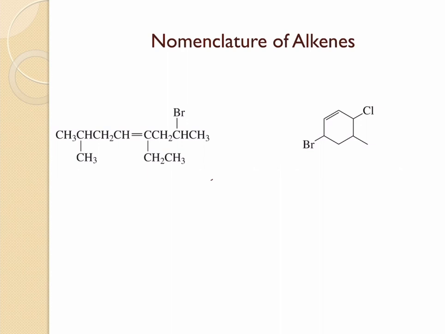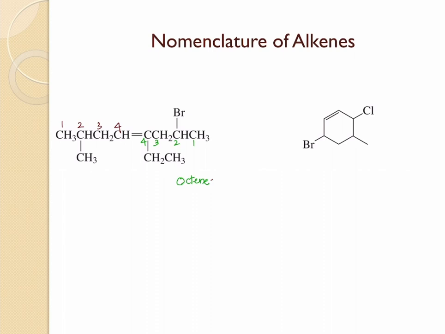What is the IUPAC name for this molecule? The longest carbon-carbon chain is here, which has got a total of 8 carbons. And therefore, this is going to be octene. Now, where is the position of the double bond? If you go from left to right, that puts the double bond at position 4. And if you go from right to left, that also puts the double bond at position 4.